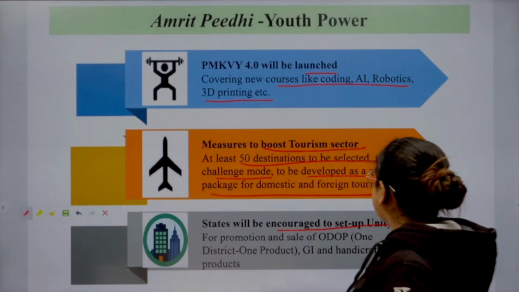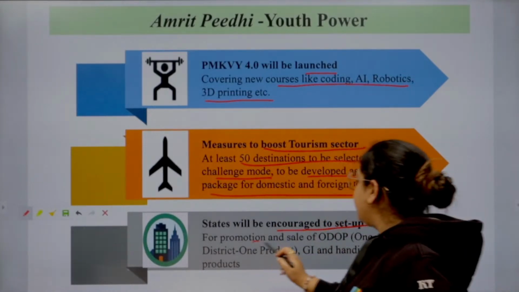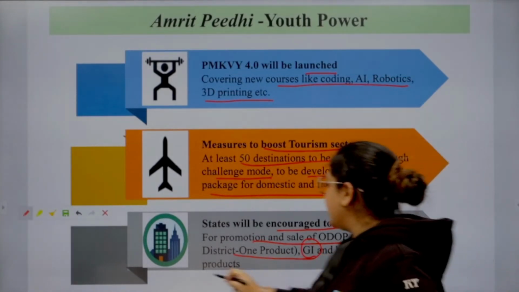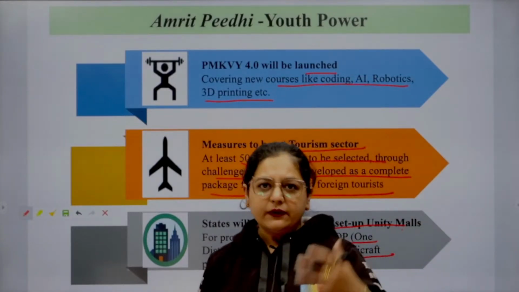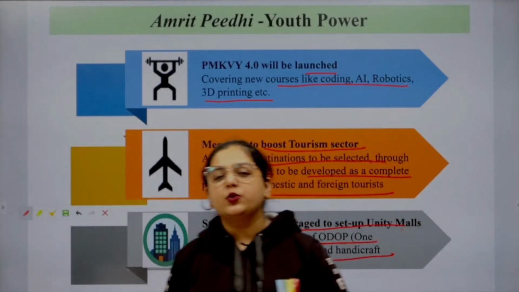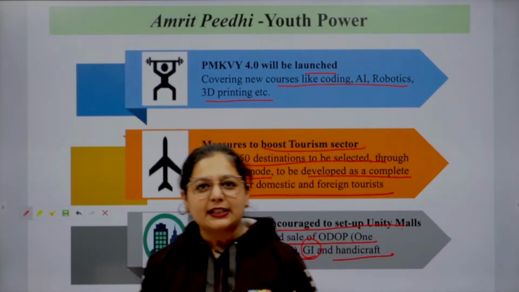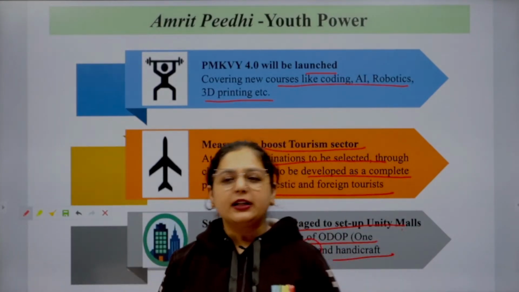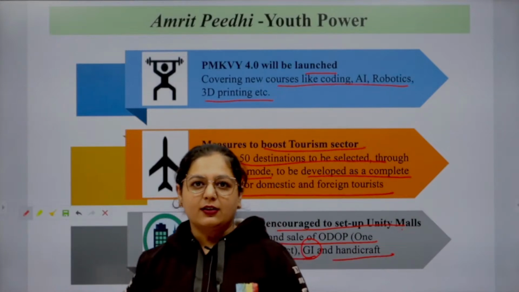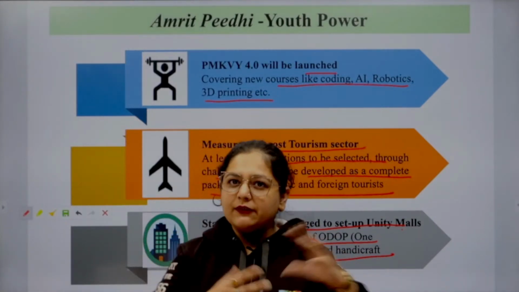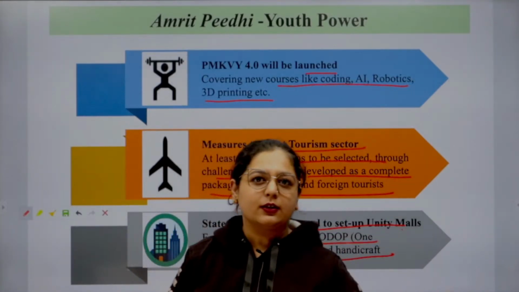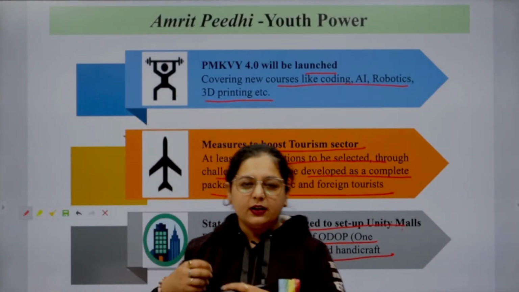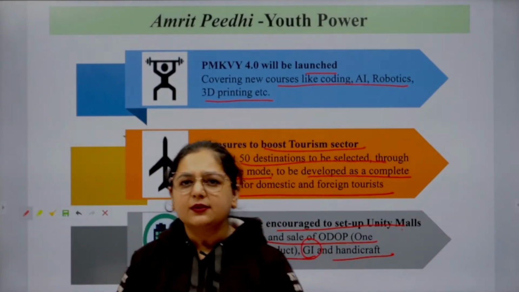So states will be encouraged to set up unity malls for the promotion and sale of one district one product, geographical indication, and handicraft products. Like we know that Modi ji is also trying to showcase India's handicrafts and artifacts at all the important events, be it presenting gifts at the G20 summit, or giving a handicraft item during Republic Day or Independence Day to the chief guest, offering them the most precious artifacts of India. So these are what?